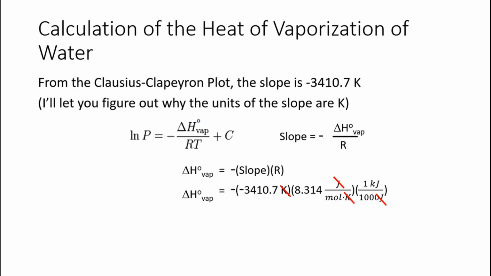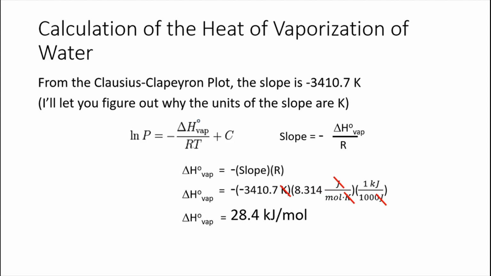We plug in the numbers, and at this point, the sig figs are not going to be of major consequence. That slope, if we were to use it as a unit per se, we know that it would have to be adjusted for sig figs. So we're just going to simply write this as 28.4 kilojoules per mole.